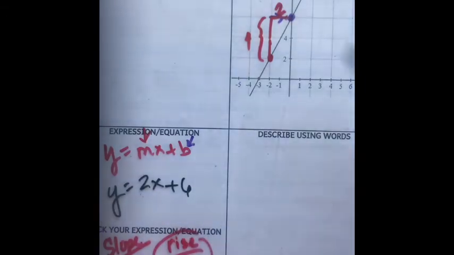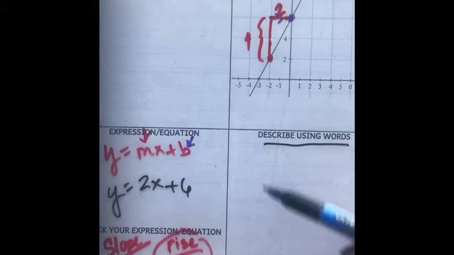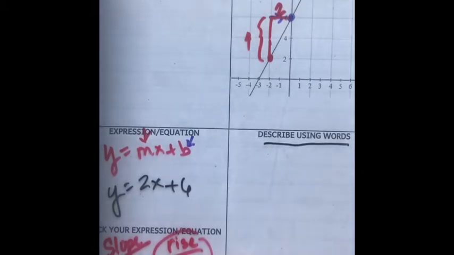So now we've got some of this going on. You can describe it using words. Describe what's going on with this line. I've talked about it. Write some words here about what this line is. It's crossing at positive 6. It's got a slope that's going up 2 and over 1. Talk about it in words and write that out.